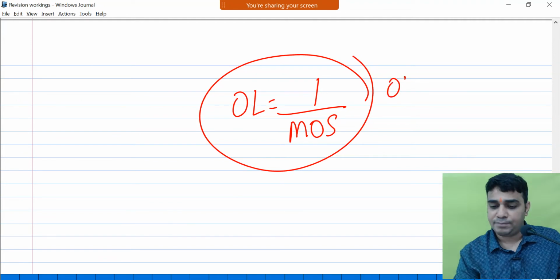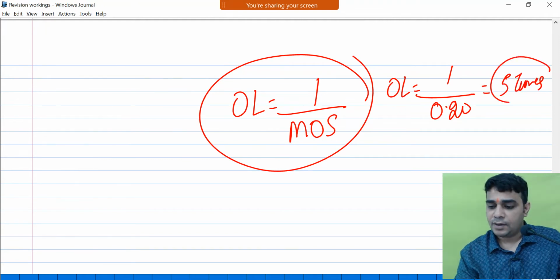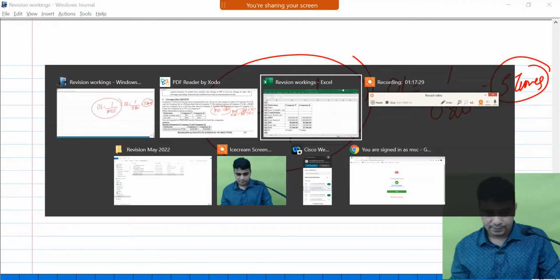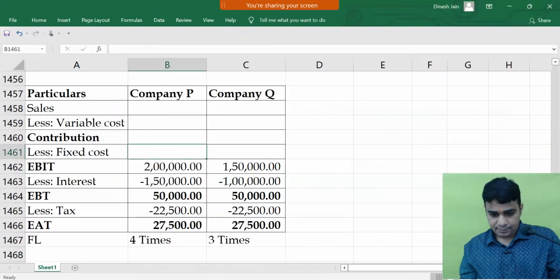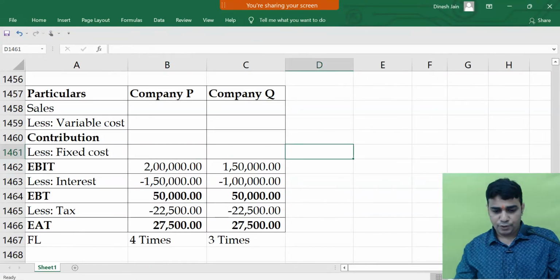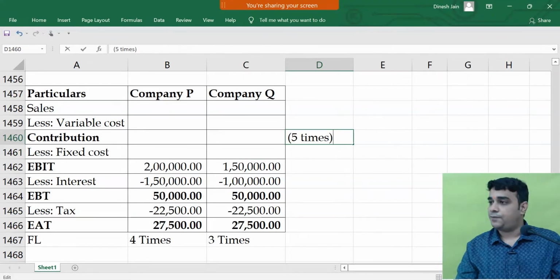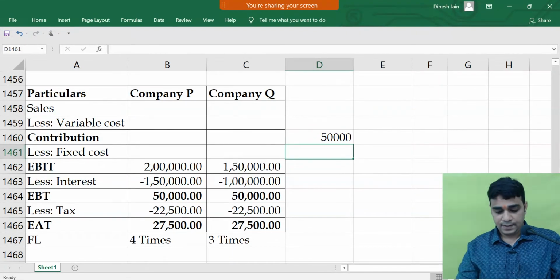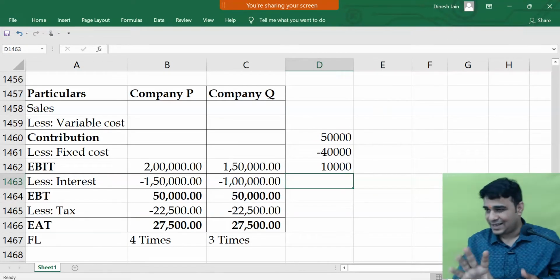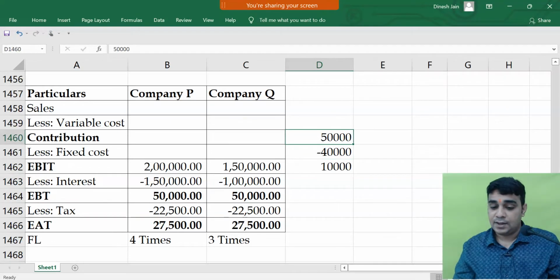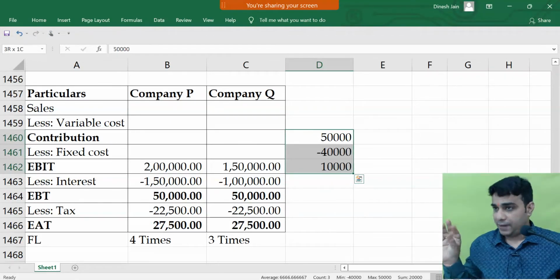If I take the first example, what is the margin of safety for the first company? So operating leverage is 5 times. Listen. Now what this means is, contribution is going to be 5. Just for an imaginary sake, let me take 50,000. Contribution is 50,000. Fixed cost is 40,000. EBIT is 10,000. I have the exact numbers. I can calculate it in some time, but let's understand the concept. 50,000 by 10,000 is your operating leverage of 5 times.